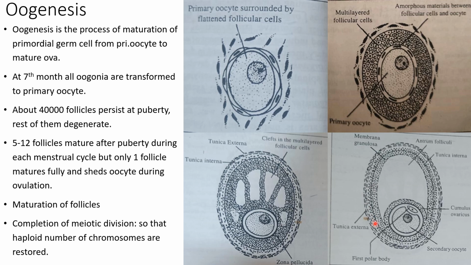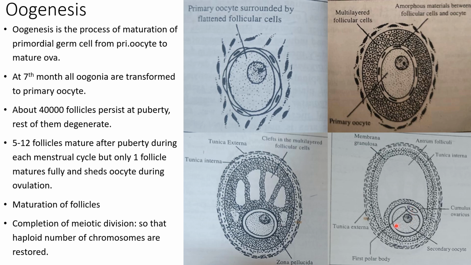And how does the meiosis occur? The first meiotic division will start at the 7th month of intrauterine life. The primary oocyte will enter into the prophase of first meiotic division, but at birth it is arrested in dictyotene stage of prophase of first meiotic division because oocyte maturation inhibiting hormone is secreted by the follicular cells. Now just before ovulation, the first meiotic division is completed and secondary oocyte and first polar body are formed.